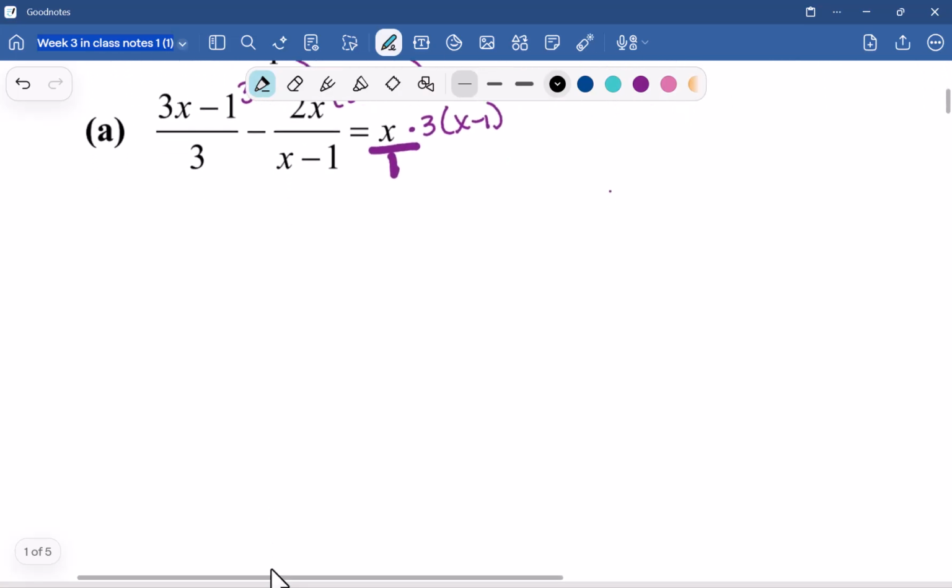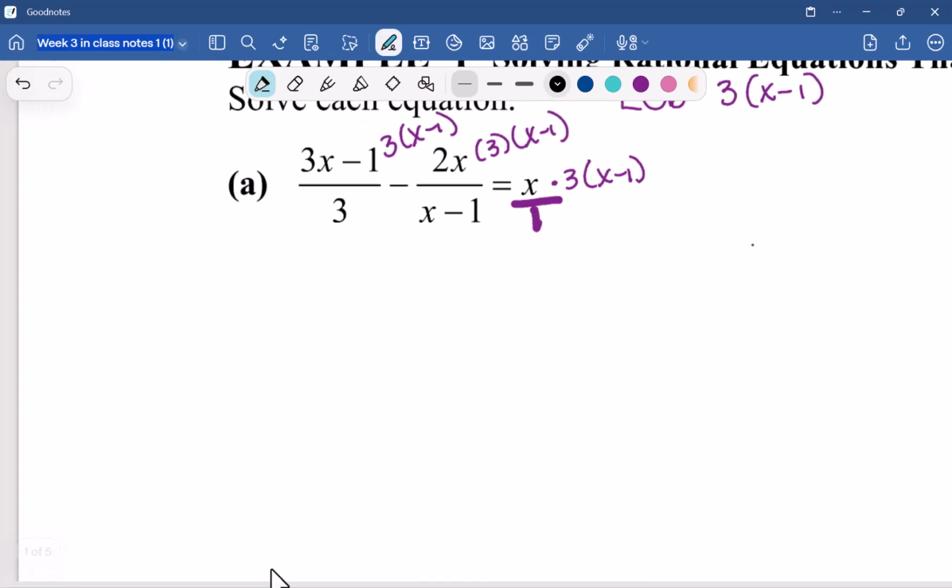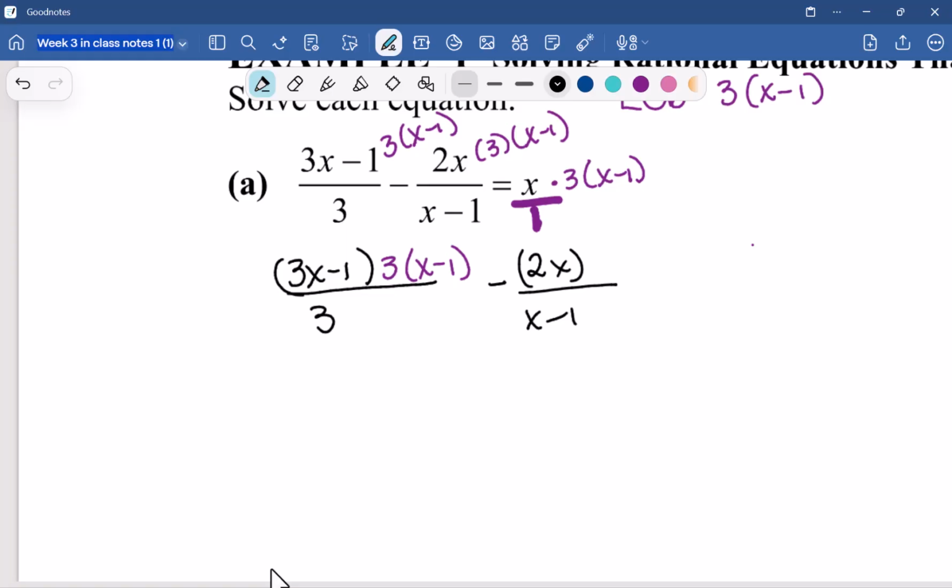And now, just to make sure you know what I'm doing, I am going to rewrite this first one. Sorry, I struggle on here just like I struggle in class. So I have 3x minus 1 over 3 times 3 times x minus 1, minus 2x over x minus 1, times 3 times x minus 1, equals x times 3 times x minus 1. And technically that's over 1, okay?